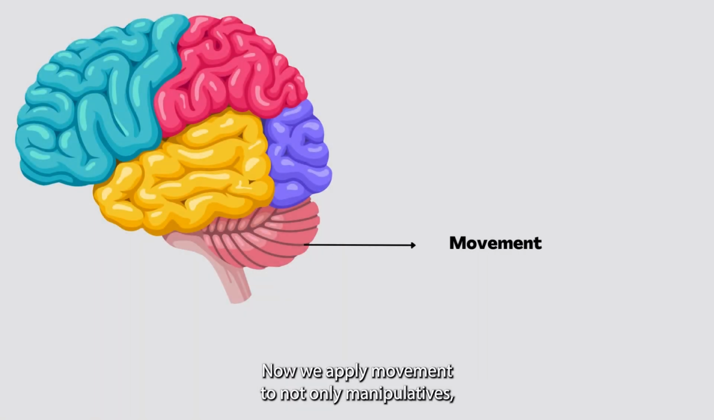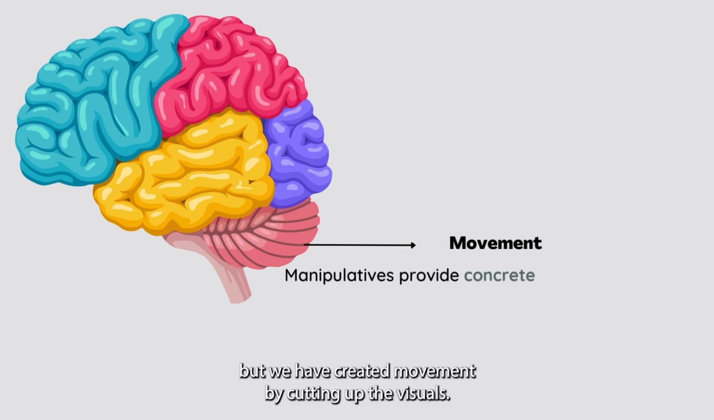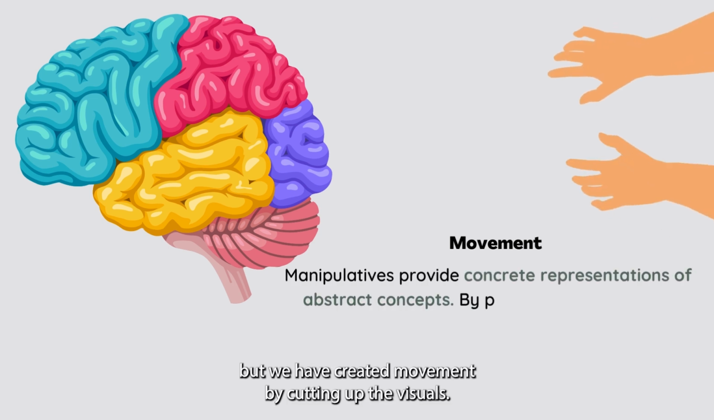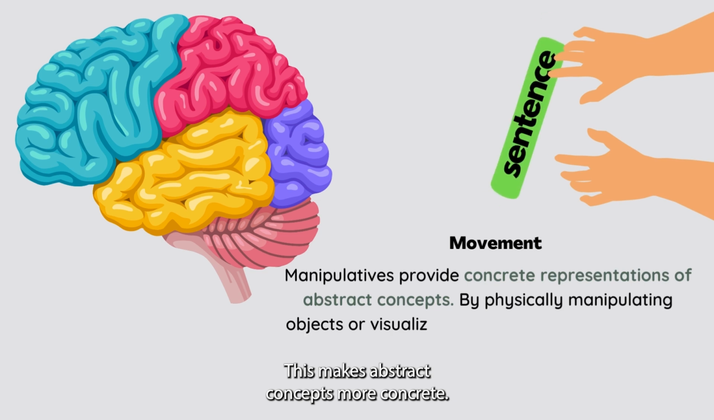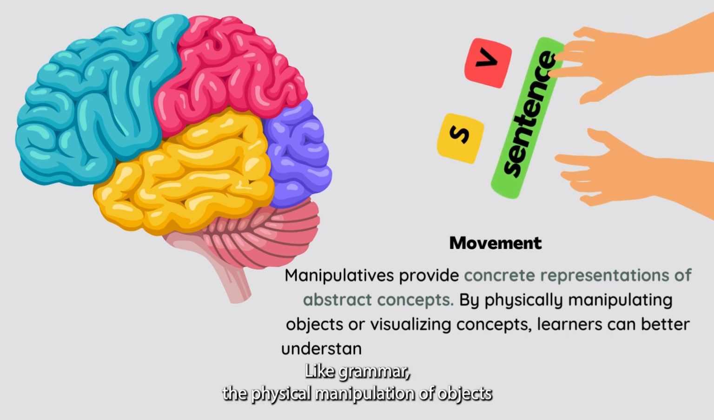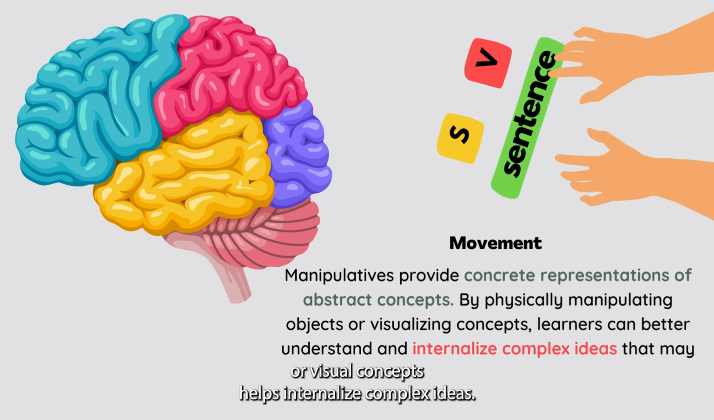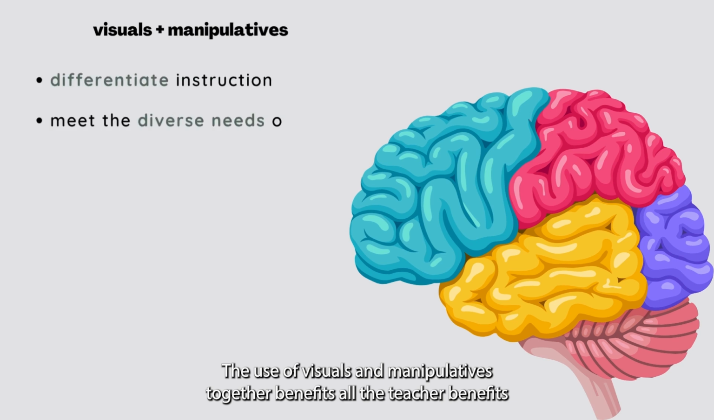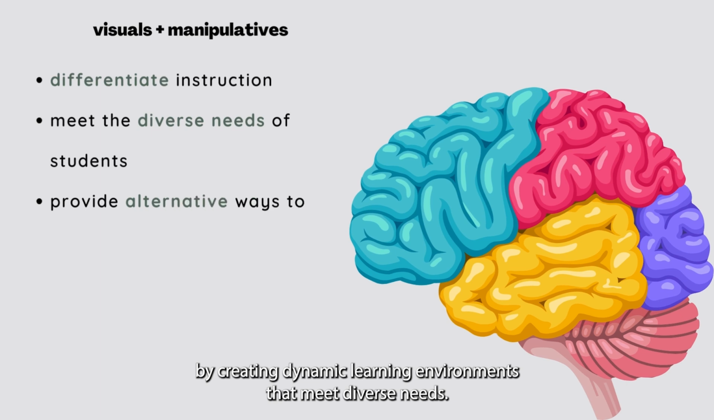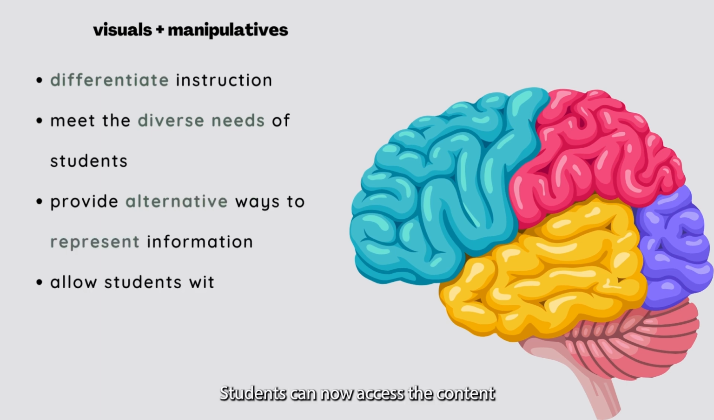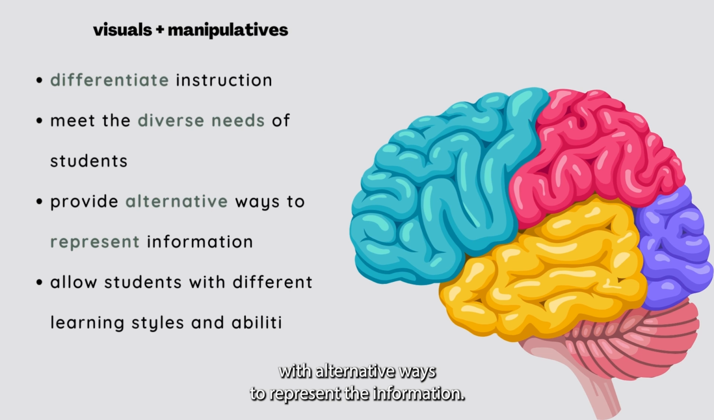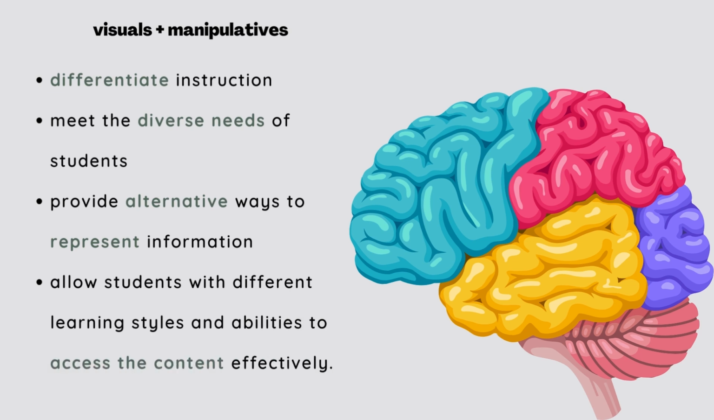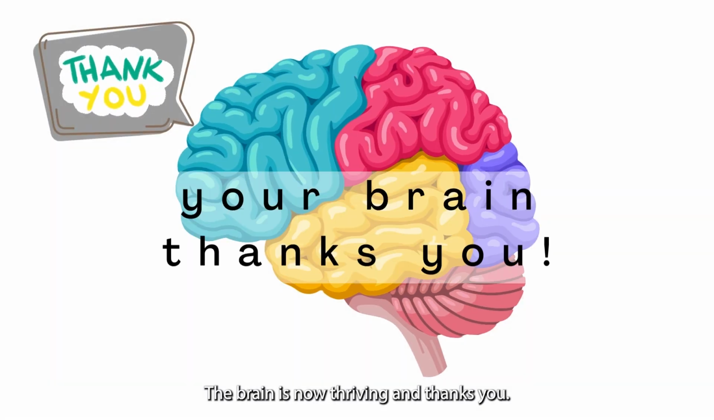Now we apply movement to not only manipulatives, but we have created movement by cutting up the visuals. This makes abstract concepts more concrete, like grammar. The physical manipulation of objects or visual concepts helps internalize complex ideas. The use of visuals and manipulatives together benefits all. The teacher benefits by creating dynamic learning environments that meet diverse needs. Students can now access the content with alternative ways to represent the information. The brain is now thriving and thanks you.